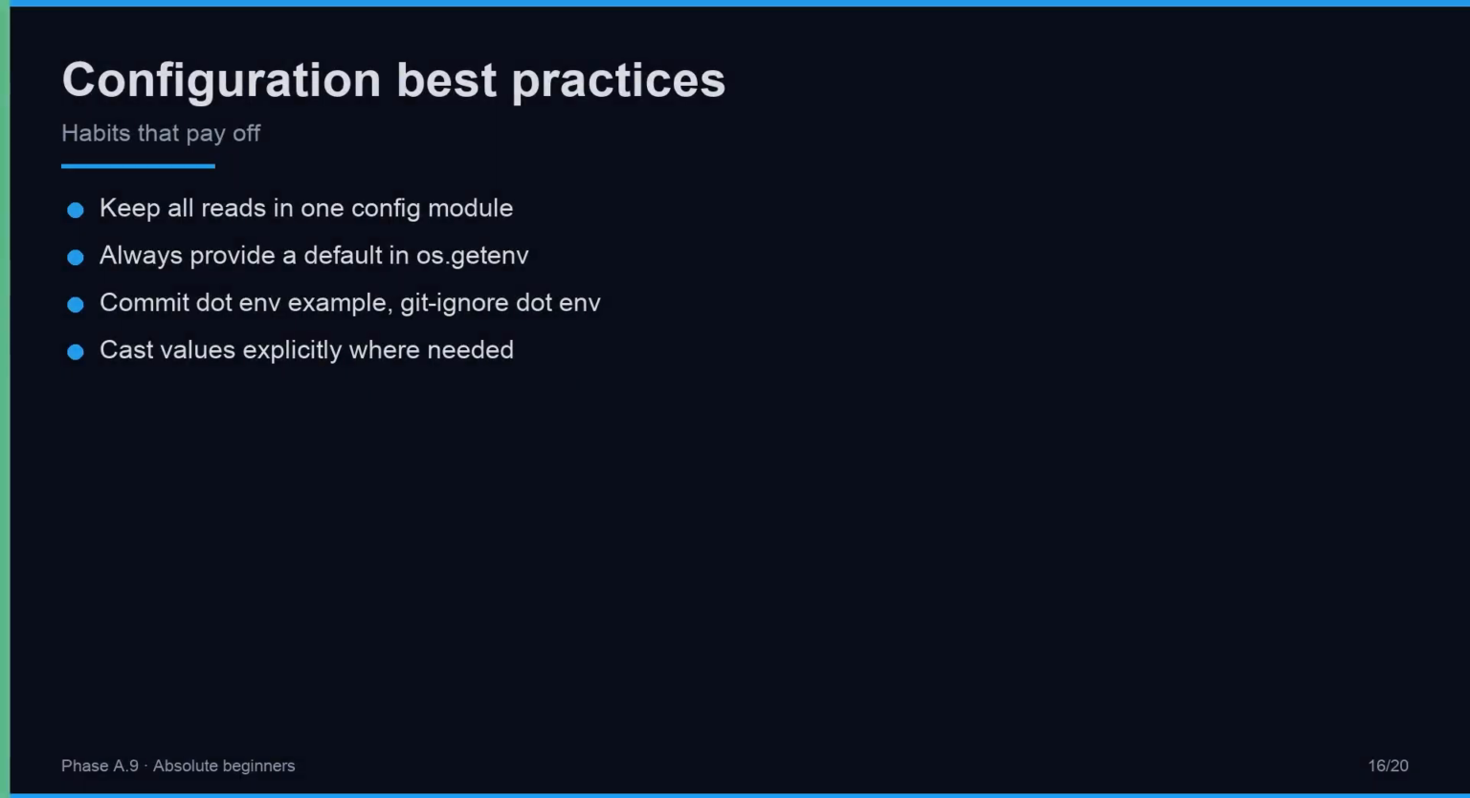Keep all environment reads in one config module so there is a single source of truth. Always pass a default to os.getenv so the program starts even when a variable is missing. Commit .env.example for discoverability, but always git-ignore the real .env. Cast values explicitly to int, float, or bool right after reading, so the rest of the code can use them as the right type. Habits that pay off.